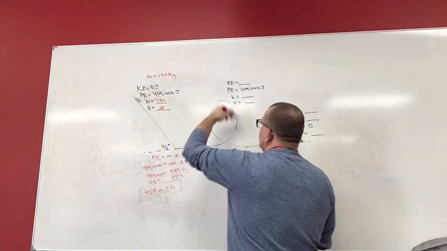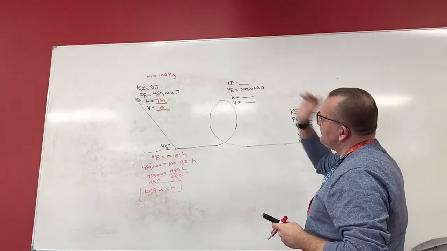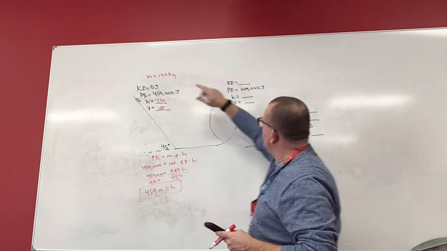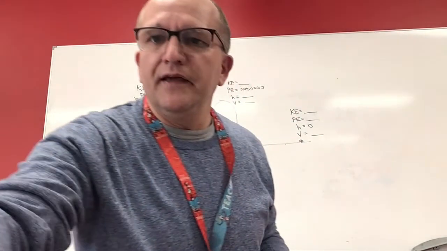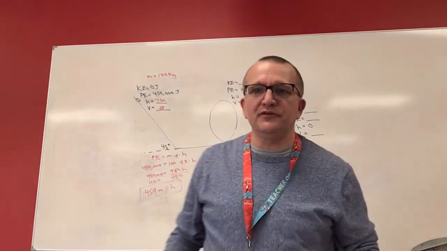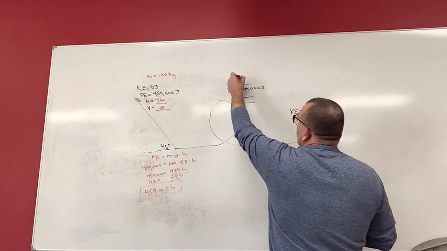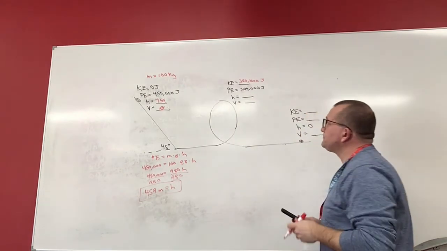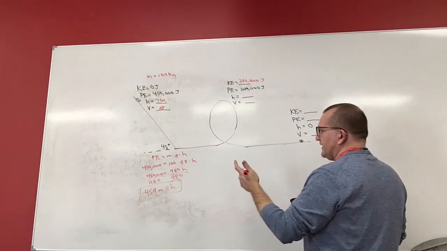Now it gets down here and does a loop-the-loop. When it does a loop-the-loop, potential energy is 200,000. So if I take my total energy minus 200,000, I get 250,000 joules of kinetic energy. And now I want to find height and velocity, so I got to solve for both.